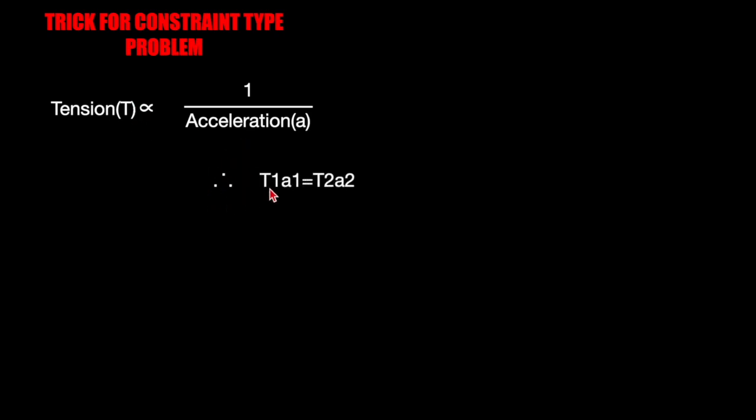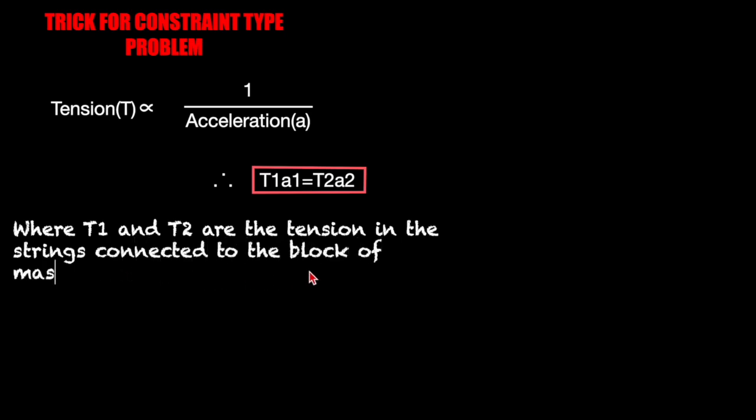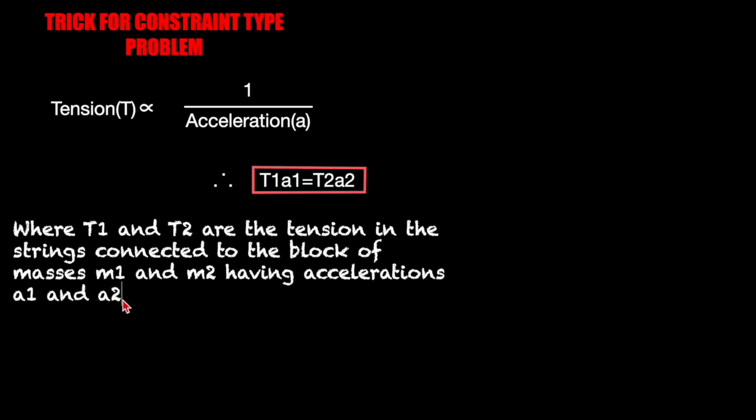What does the trick say? The trick for constraint type problems says tension T is inversely proportional to acceleration, that is T is proportional to 1 upon A, where T is the tension and A is the acceleration. So if we remove the proportionality sign, we can write it as T1 times A1 is equal to T2 times A2, where T1 and T2 are the tensions in the strings connected to the blocks of masses m1 and m2 having accelerations a1 and a2.